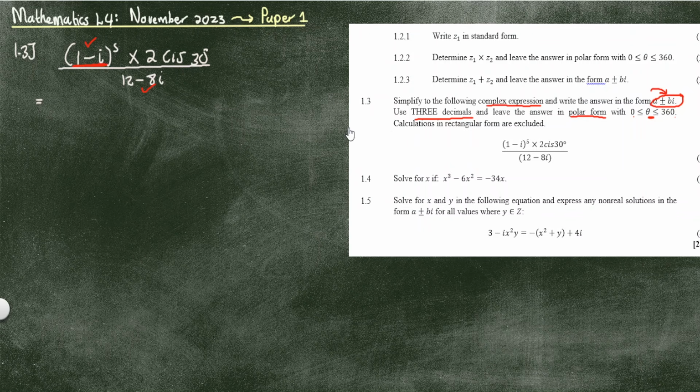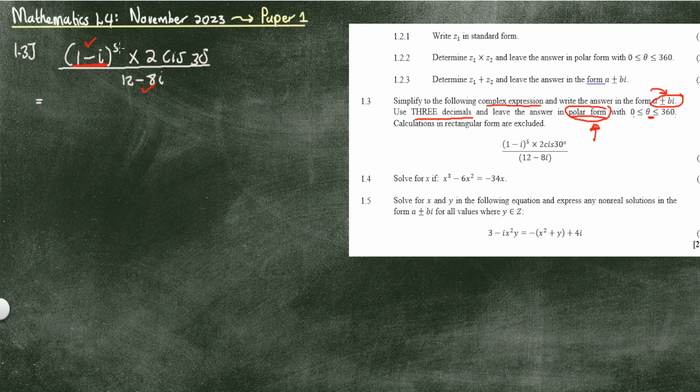Okay, no. Something is not right with this thing. Simplify the following complex expression and write the answer. The final answer should be in polar form. Because if you were to simplify and leave it in standard form, it can be done, but it's going to be a lot of work and not worthy of 3 marks, in my opinion. But in this case, the answer should be left in polar form. So it means that everything should be expressed in polar form.